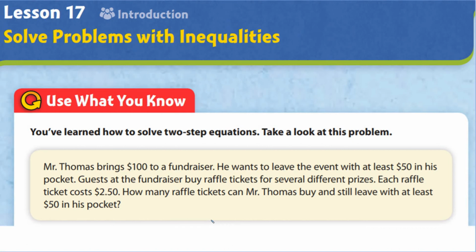Let's use what you know. You've learned how to solve two-step equations. Let's take a look at this problem. Mr. Thomas brings $100 to a fundraiser. He wants to leave the event with at least $50 in his pocket. Guests at the fundraiser buy raffle tickets for several different prizes. Each raffle ticket costs $2.50. How many raffle tickets can Mr. Thomas buy and still leave with at least $50 in his pocket?